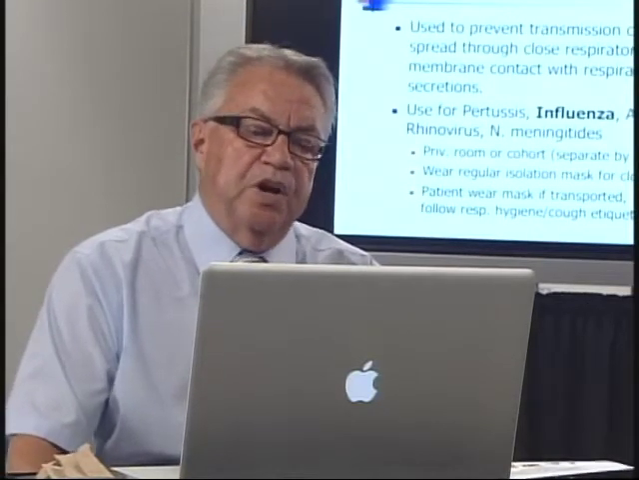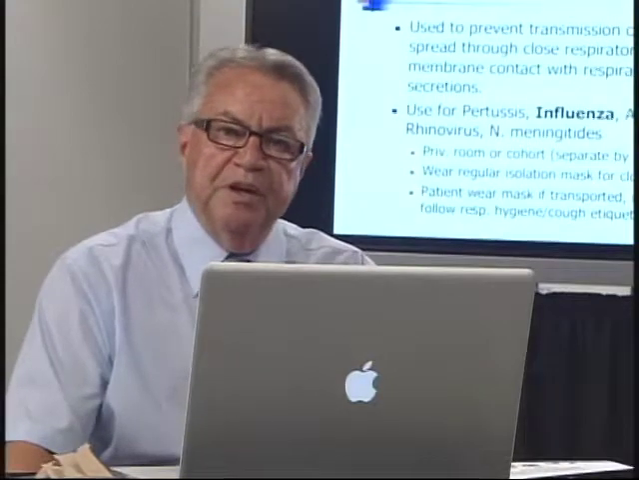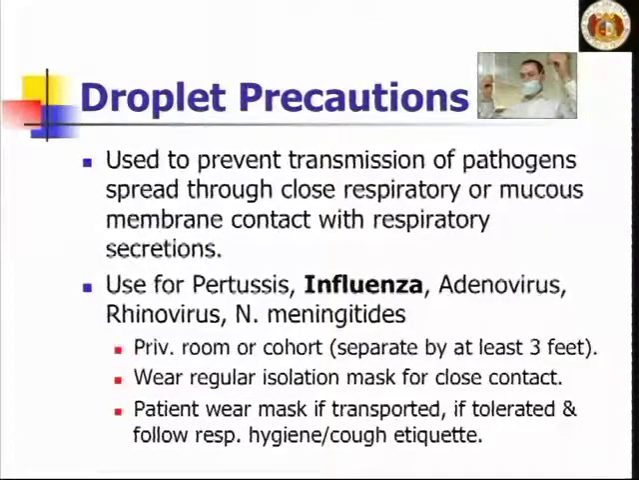In these cases, you try to put these patients in a private room. If you can't do that, again, you cohort them, separating them by at least 3 feet, because I mentioned before, droplets travel about 3 to 6 feet. Wear regular isolation masks if you're having close contact with that person. And then you put a mask on the patient if you're transporting them somewhere throughout the facility, if they can tolerate it, and follow respiratory hygiene or cough etiquette otherwise.